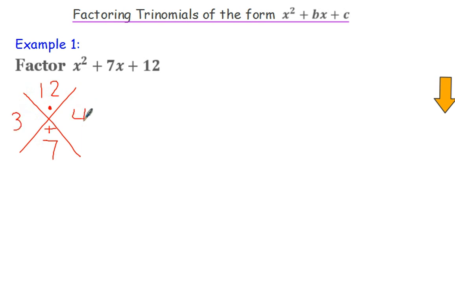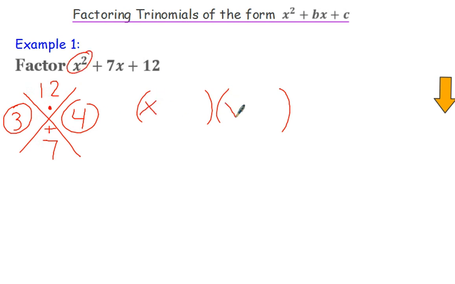Okay, so this is, again, just a way to organize the information. But once you find those two numbers, 3 times 4 is 12, 3 plus 4 is 7, that's most of the work. You just have to set your factors up. Okay, so to set up our factors, we're going to have two sets of parentheses. These first two terms, well, think about if you were FOILing. What times what would give me back this x squared? Well, x times x would.